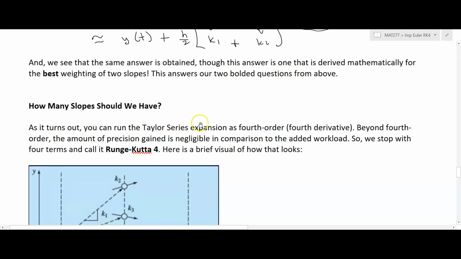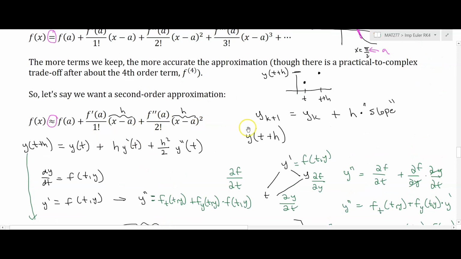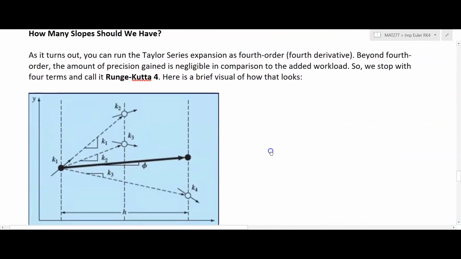As it turns out, you can run the Taylor series expansion to fourth order, which is going to involve a fourth derivative. It's going to have these progressive terms like we had up here, except it'll have f triple prime and then f quadruple prime. But you don't really want to go beyond the fourth derivative because the precision gain is negligible, but the workload grows considerably. So we stop with 4 terms and we call it Runge-Kutta 4, named after Runge and Kutta, and 4 because it's fourth order. So the basic Euler's method is really a Runge-Kutta 1 because it only uses the first slope, k1.